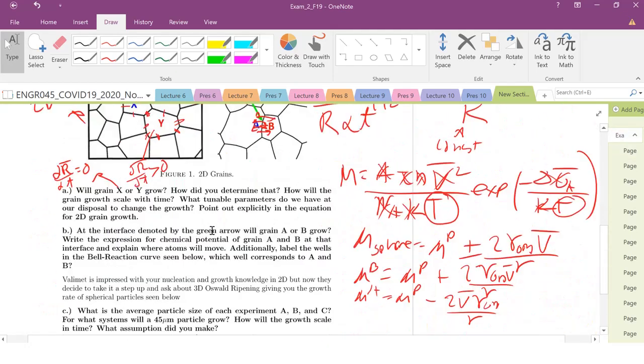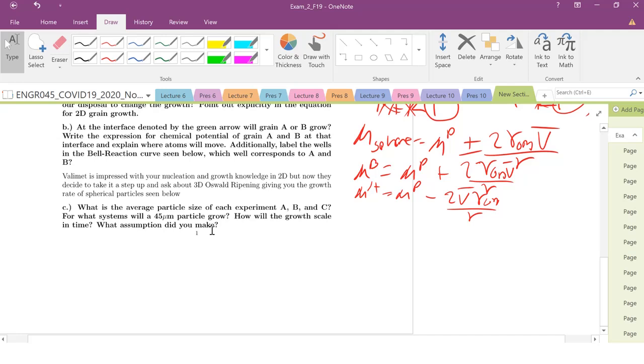So we've answered A, we've answered B. It says Valmet is impressed with your nucleation and growth knowledge in 2D, but they decided to take it a step up and ask you about 3D Ostwald ripening, giving you a growth rate of spherical particles shown below. For the image and the plot below, it's asking what is the average particle size in each experiment, A, B, and C? For what systems will a 45 micrometer particle grow? How will the growth scale in time? And what assumptions did we make here? That is quite a few questions incorporated in this graph.